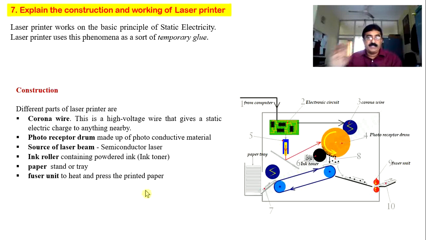Working: how it actually works, I tell you. From the computer, data is received by the circuit board in the printer. I can call this the heart of the printer. This circuit will decide what to print, how to print, which language to print. Everything is taken care of by this circuit. Meanwhile, it will initiate the corona wire. The corona wire will be activated and ready to do its work, which is to produce the static charge. The corona wire will deposit positive charge uniformly on the entire drum.